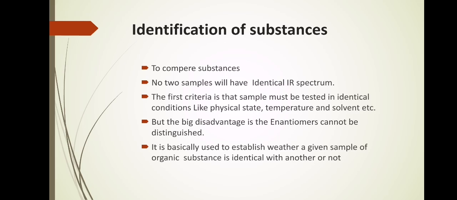The first criterion is that samples must be tested in identical conditions, like physical state, temperature and solvents. But the big disadvantage is that enantiomers can't be distinguished. Basically we use it to establish whether a given sample of an organic substance is identical with another or not.